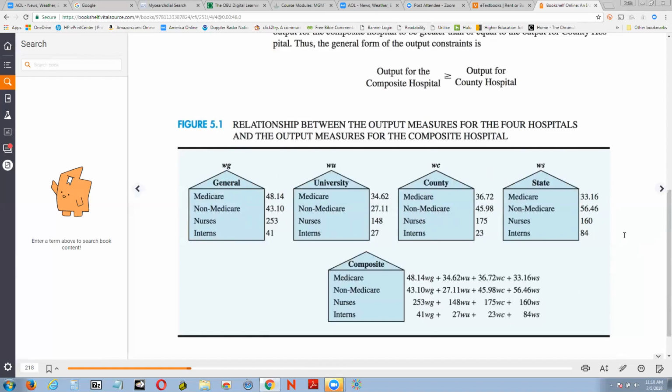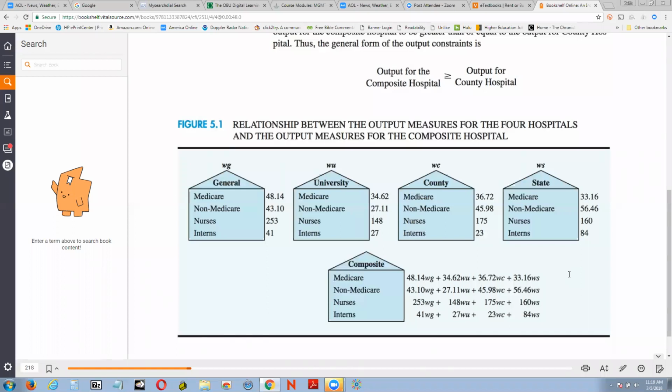Okay. Now, this is where they get the composite for those output measures. It's pulled from each of those. It's built as a linear equation. You can have as many of these as you want. If you have 100 hospitals, the composite can have 100.